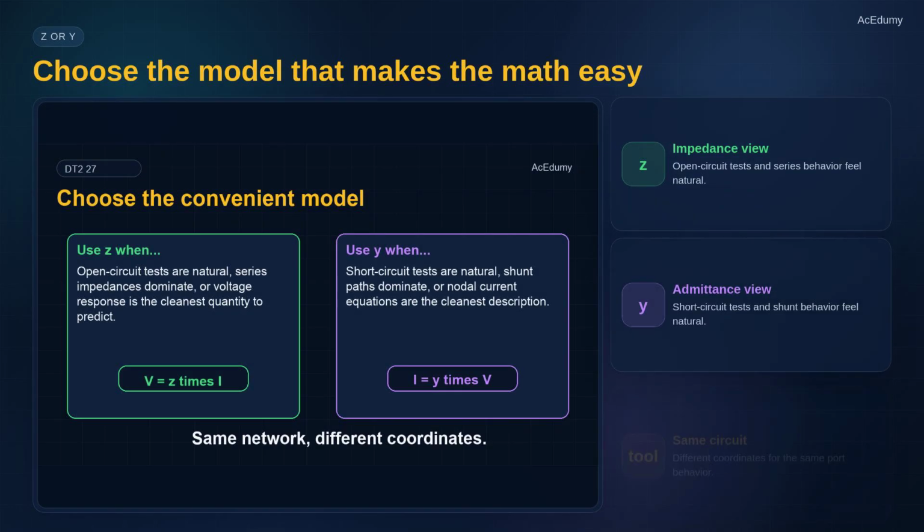Which model should you choose? Use Z when open circuit tests are natural, or when series behavior and impedances are easier to see. Use Y when short circuit tests are natural, or when shunt behavior and nodal equations are easier. The model is a tool, not a religion.